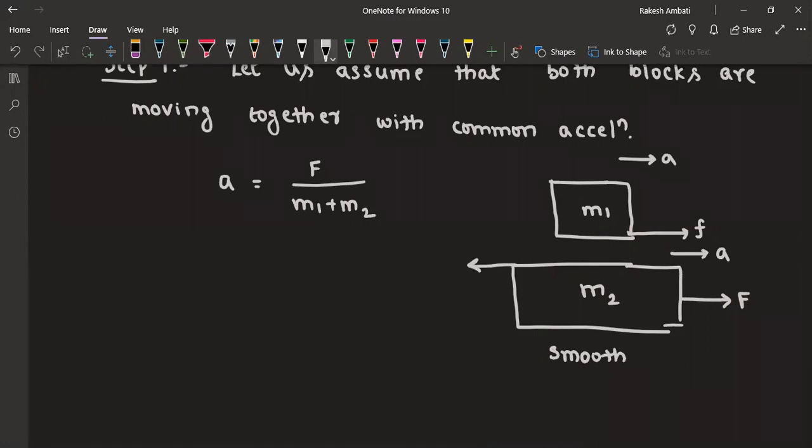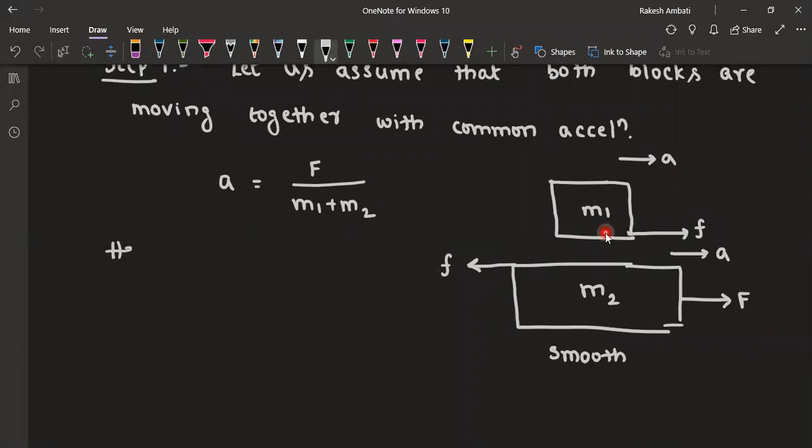And here it is frictional force F. Do these frictional forces have the same magnitude? Equal, same magnitude. Why? Because one is the action force and the other one is the reaction force. Is it clear? That means on M1, what is the driving force? Frictional force. Write down.